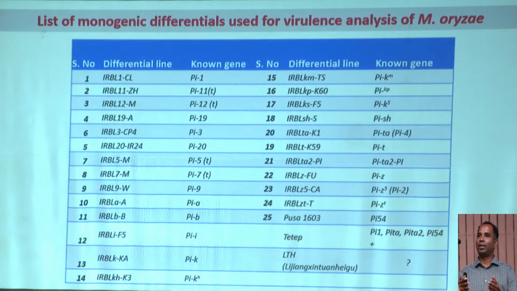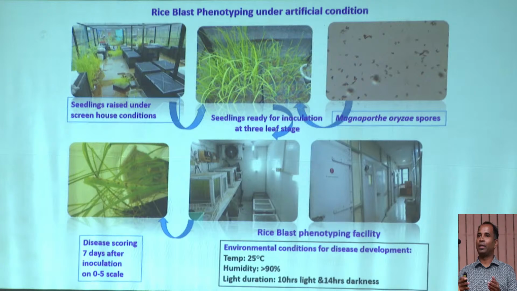Each line is a monogenic line, identical to LTH except for this gene. They introduced this gene; suppose this line has the resistance gene. The 25 lines form the differential host set. Similarly, we have them for other pathogens also, like BLB, and even for rust. Then we inoculate. Now we grow the seedlings.